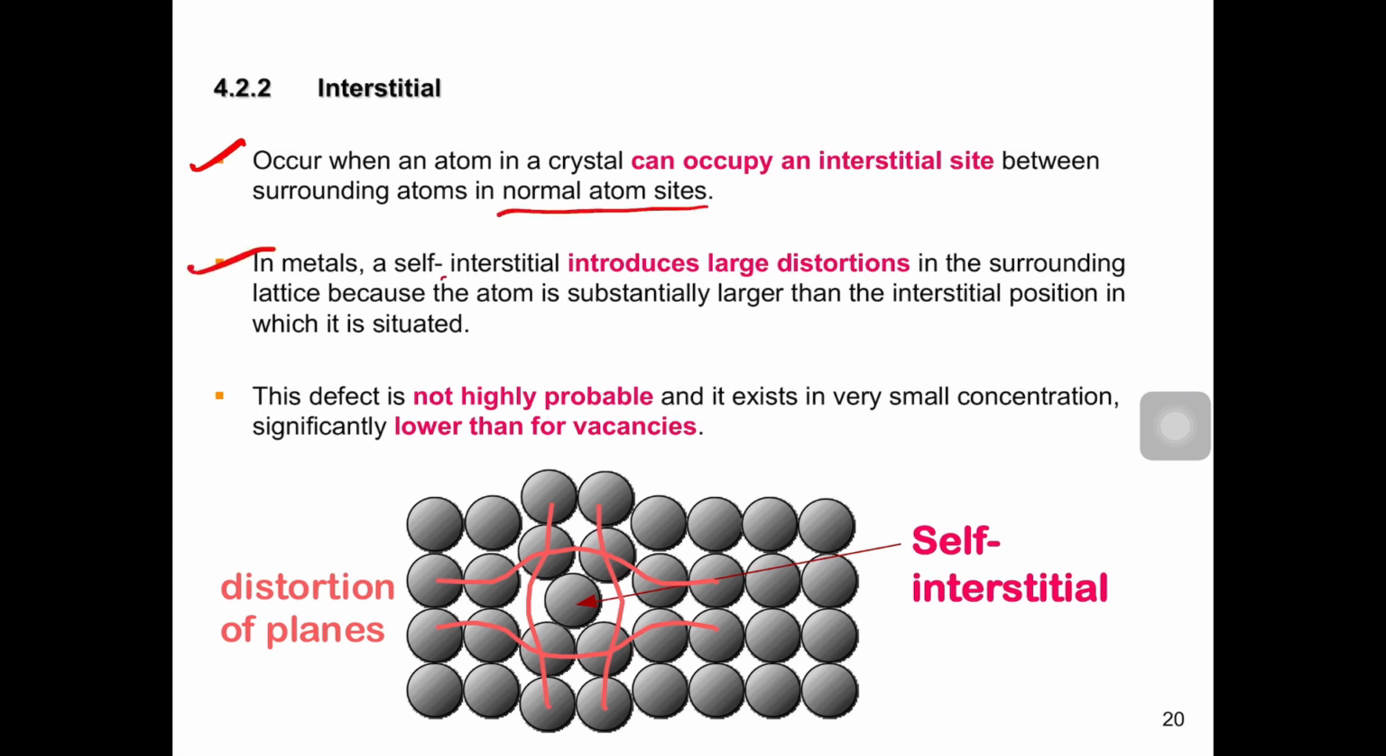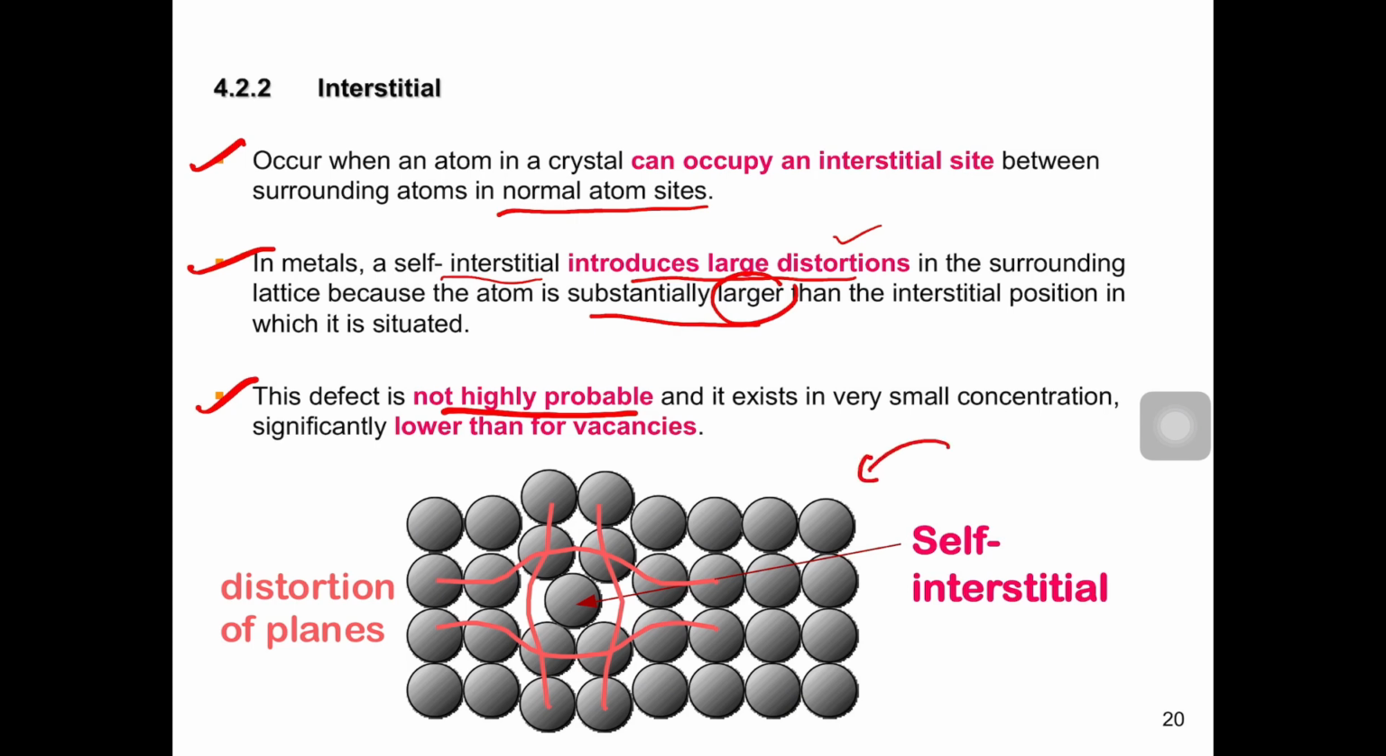In metal, a self-interstitial introduces large distortion in the surrounding lattice, because the atom is substantially larger than the interstitial position in which it is situated. This defect is not highly probable and it exists in very small concentration, significantly lower than for vacancies.